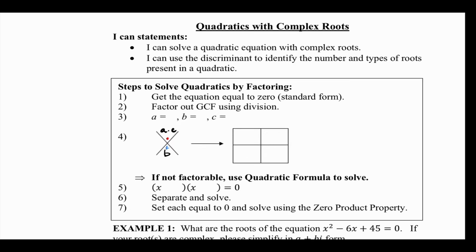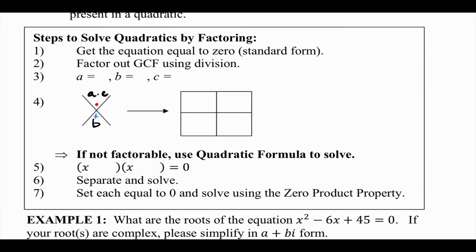Okay. So like you can see, the steps are exactly the same. Set equal to 0. Make sure it's in standard form. Factor out a GCF if you can. If you can't, don't worry about it. ABC. Then we try the X. If that works, use that. If it doesn't work, we go right to the quadratic formula. If it does work, you continue on to step 5, 6, and 7. Those steps are the same, but what we see will be a little different.